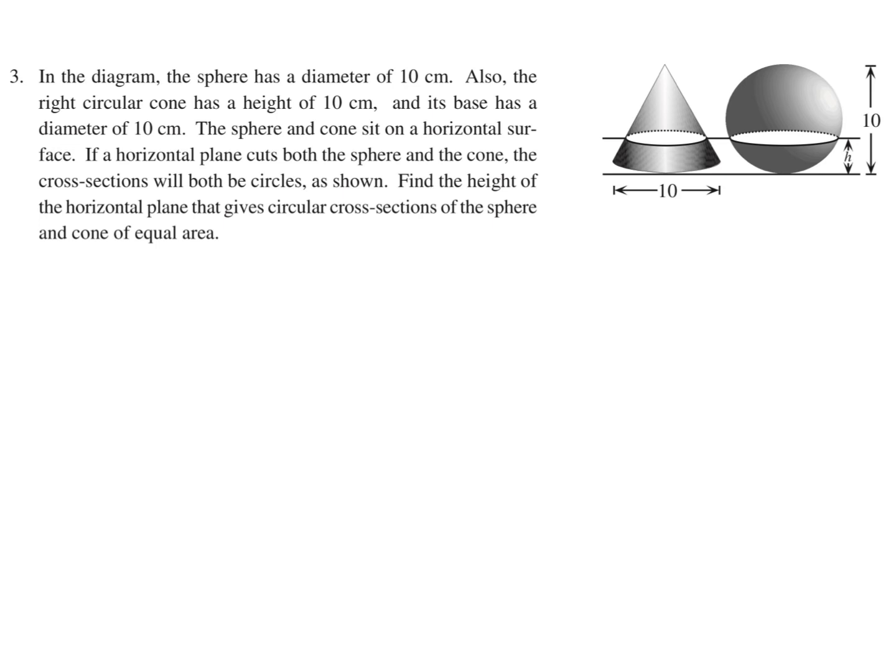All right, so now, number 3. In the diagram, the sphere has a diameter of 10. The right circular cone has a height of 10. The base has a diameter of 10. The sphere and cone sit on a horizontal surface. If a horizontal plane cuts both the sphere and the cone, the cross sections will both be circles as shown. Find the height of the horizontal plane that gives circular cross sections of the sphere and cone of equal area.